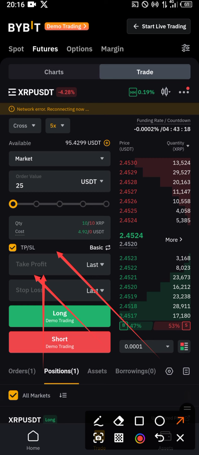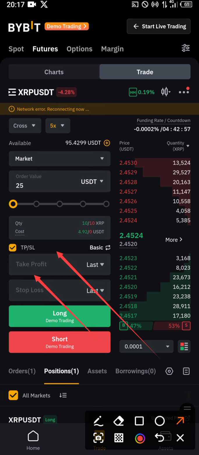Or we have break even. What is break even? Break even is similar to stop loss, whereby you move your stop loss to your entry point once the trade goes in your favor. So you can't lose. That's smart trading, right?